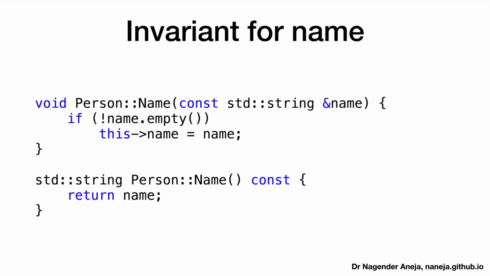Okay. Similarly, the name accessor is constant. It will return the name, whatever the value of the name is, maybe unknown or maybe something else. So it is going to return that name.